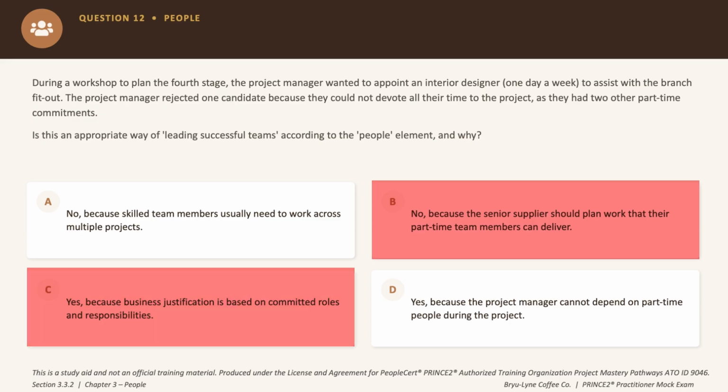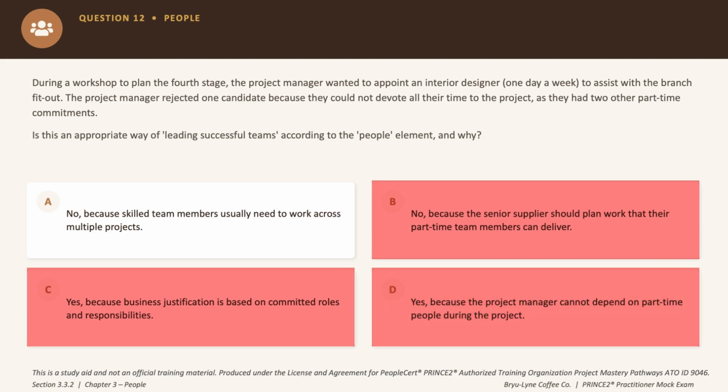Okay, eliminated. Option D says yes, because the project manager can't depend on part-time people. Now that might sound sensible, but Prince2 expects part-time and multi-project resourcing as completely natural and normal. Okay, so option D is eliminated as well.